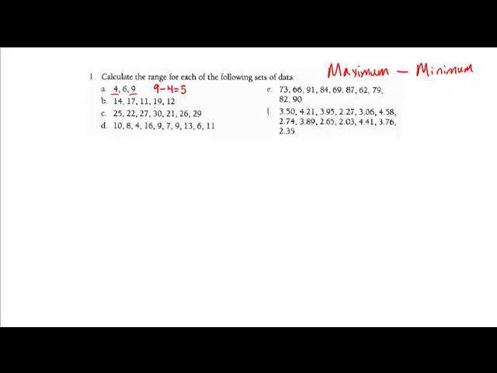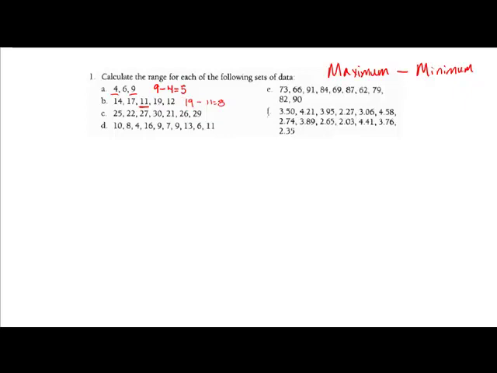Looking at B, B does not have them in order. 14, 17, 11, 19, 12. 11 is the lowest. The highest is 19. 19 minus 11 equals 8. These aren't that difficult. And because it's so easy to calculate, again, we don't really get a lot of usefulness out of the range. It's just a way of stating the difference between the maximum and the minimum.